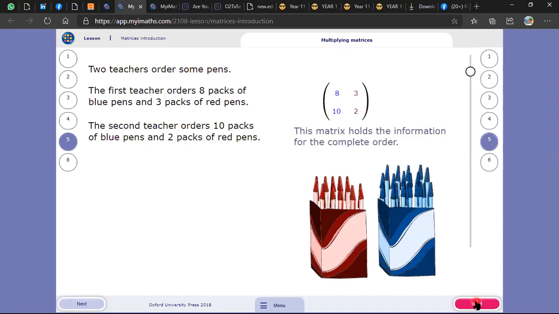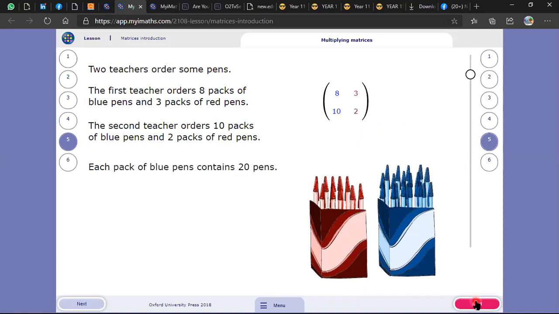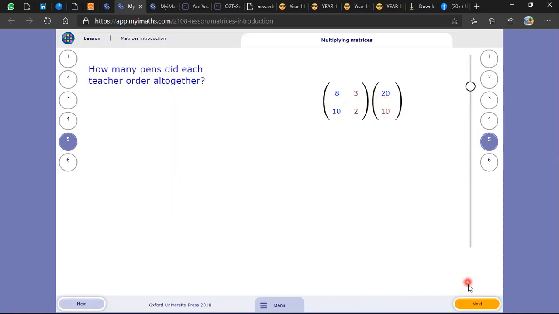Now this matrix holds the information for the complete order. Okay, so each pack of blue pens contains 20 pens. And then each pack of red pens contains 10 pens. So we can put this here as 20 and 10. You know they were buying packs. So that means that the teacher that ordered 8 packs of blue pens, and a pack contains how many? 20. So definitely you know what we're talking about. So let's see how that goes.